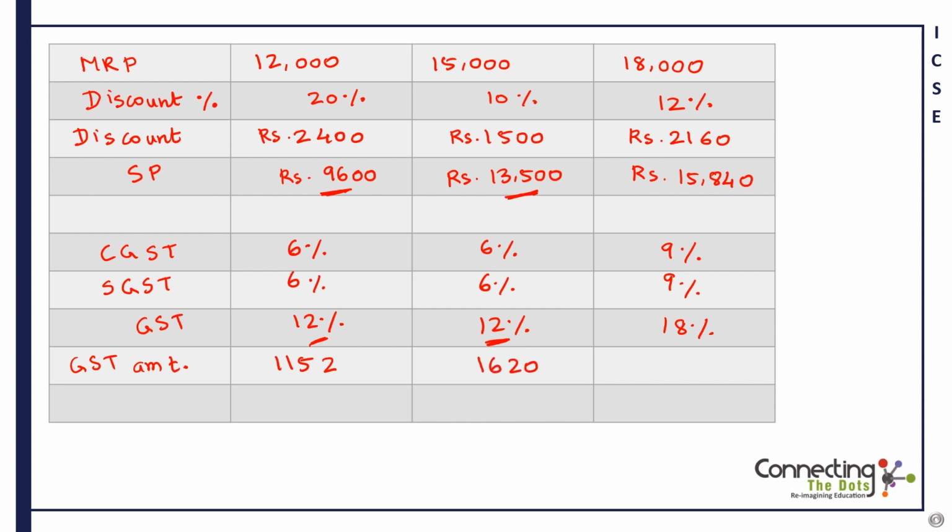And for the last machine, the tax will be 18% of 15,840, which is 2,851.2.